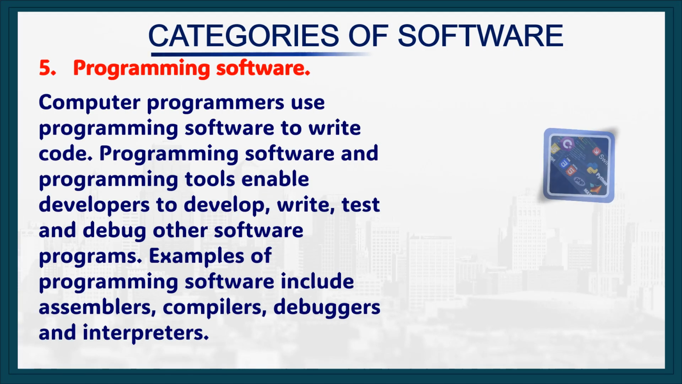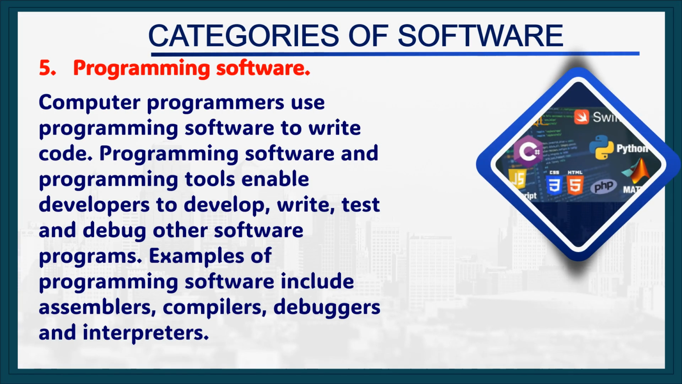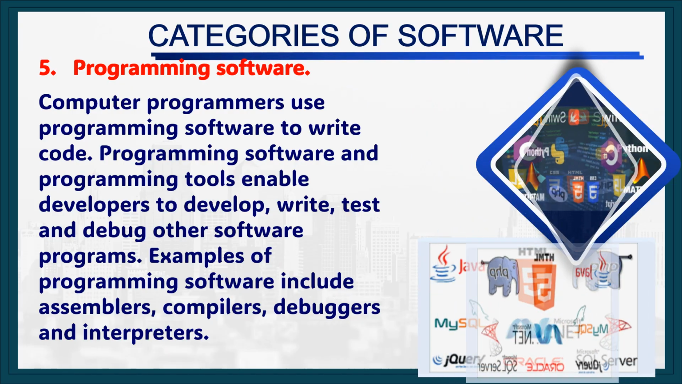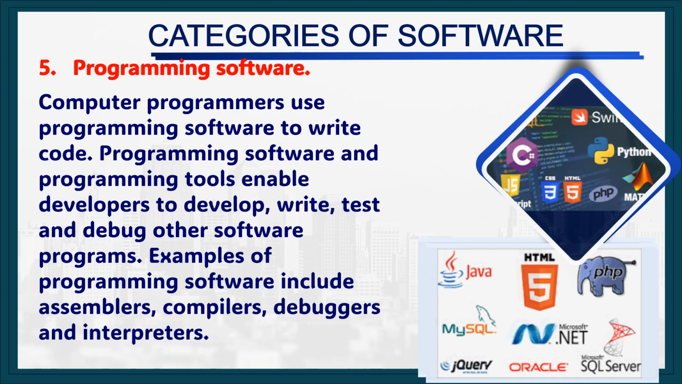Number 5. Programming software. Computer programmers use programming software to write code. Programming software and programming tools enable developers to develop, write, test, and debug other software programs. Examples of programming software include assemblers, compilers, debuggers, and interpreters.